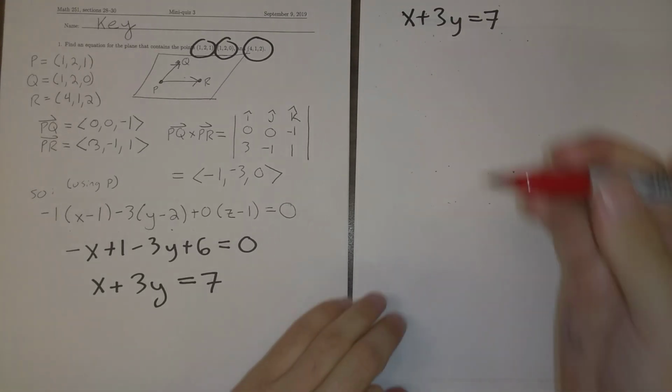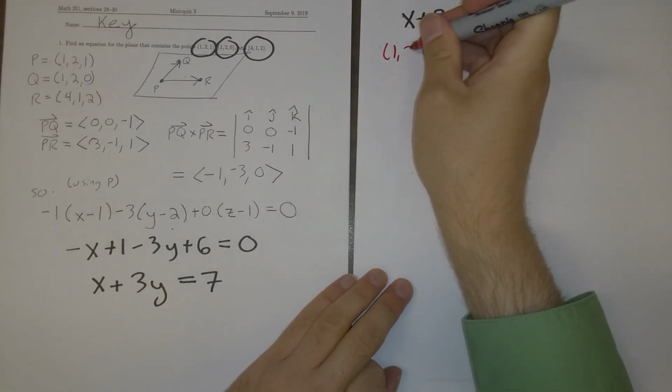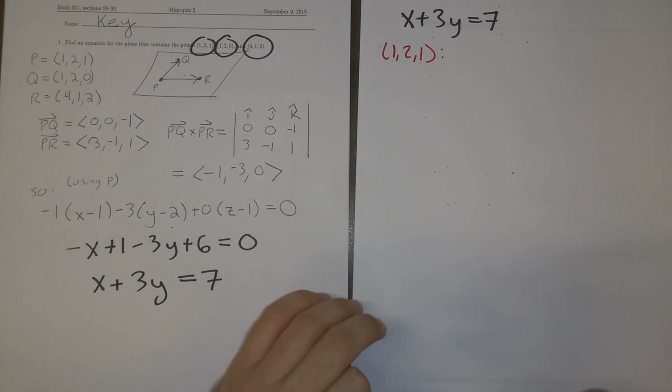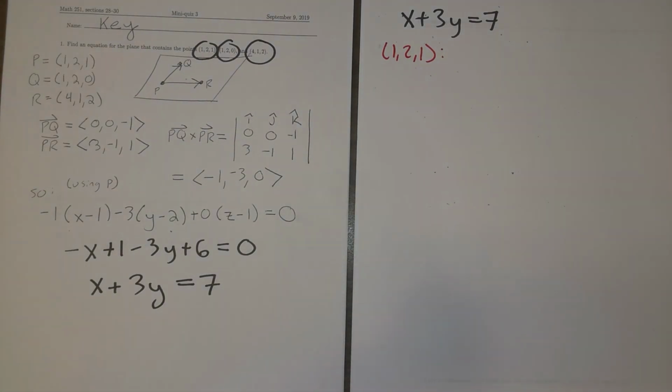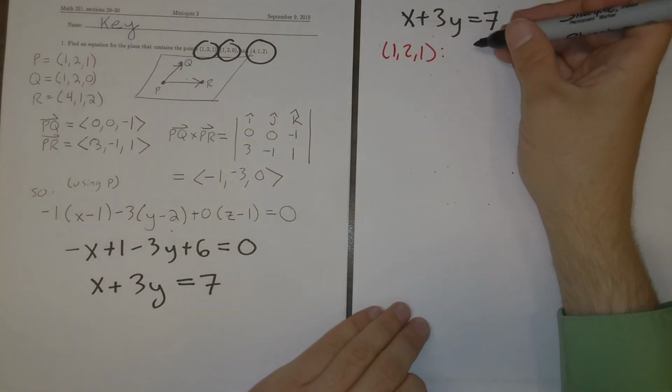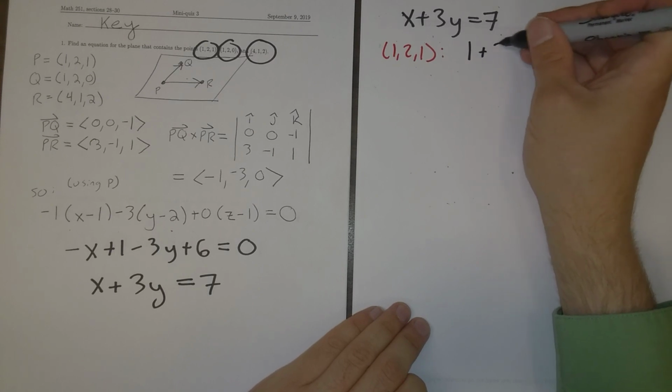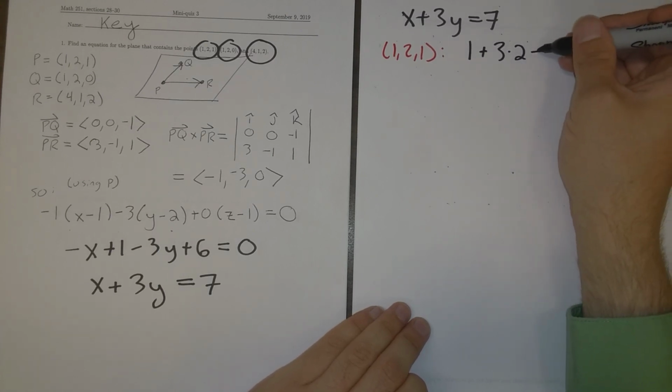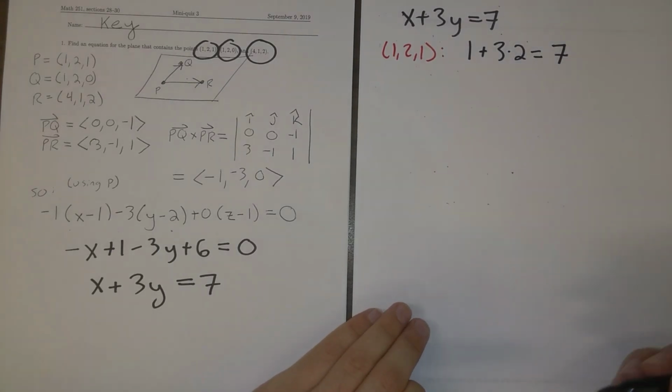So let's do that real quick to make sure that everything we have so far does satisfy this. For the point 1, 2, 1, x is 1, y is 2, z is 1. So we would get 1 plus 3 times 2, and sure enough, that is 7. So that checks.